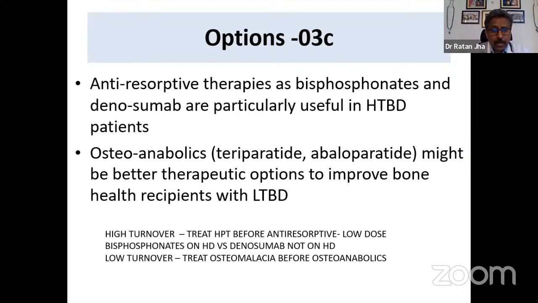Low-dose bisphosphonates have been found to be safe in patients on hemodialysis, whereas denosumab is not to be used in patients who are on hemodialysis. Low turnover patients are basically treated for osteomalacia before the osteoanabolic therapies of teriparatide and abaloparatide are used. So before we use this drug option, we need to make sure that we have treated the underlying other factors, which should not get aggravated with the newer therapies that we may give for bone health.